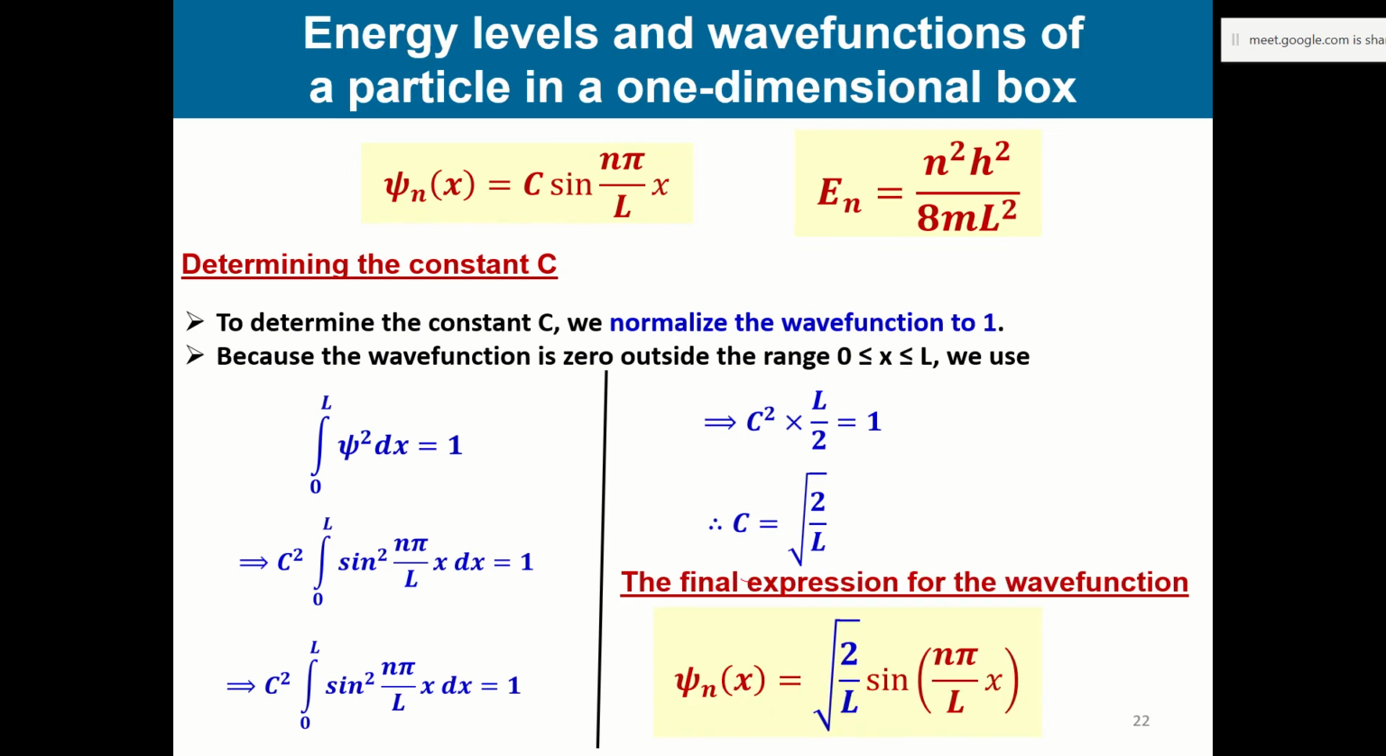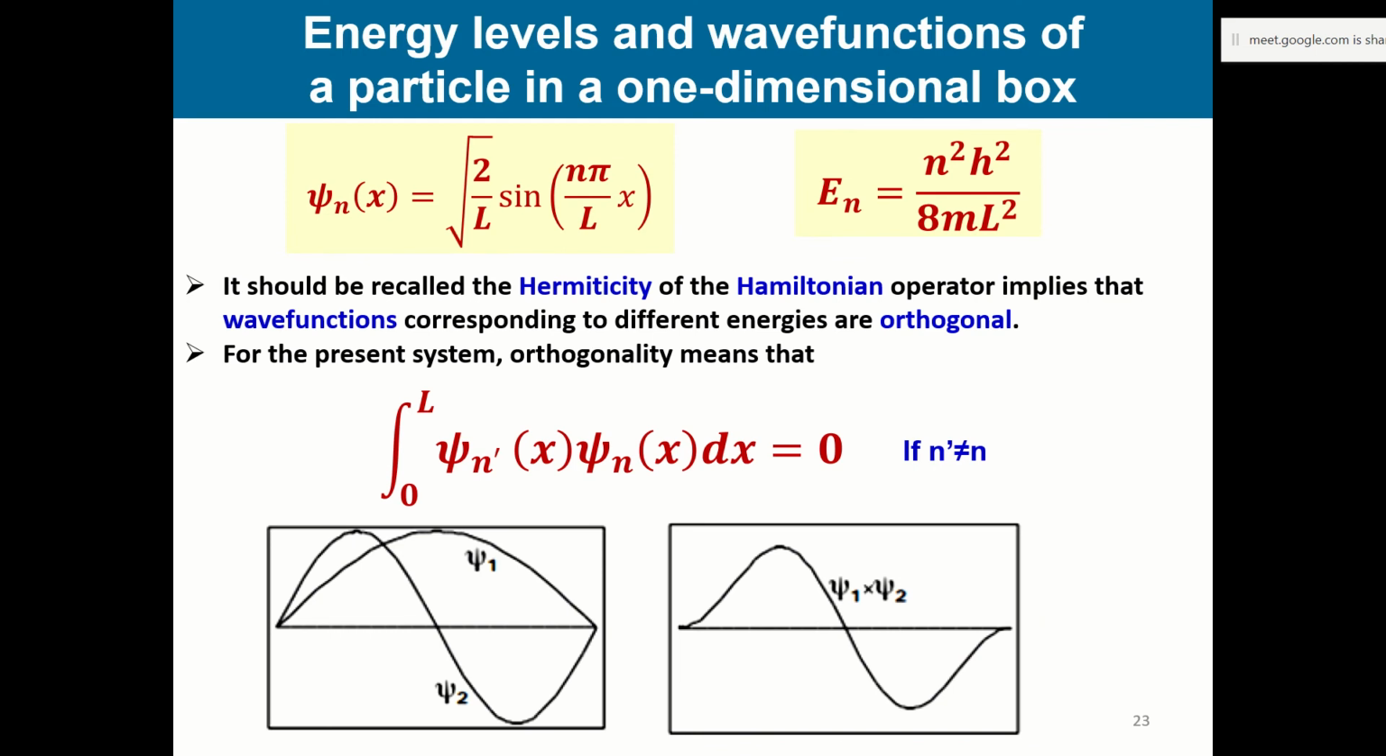The final expression of the wave function is under root 2 by L sine n pi by L in x. So this is the expression. This is what we had reached last time, and now it also indicates that.